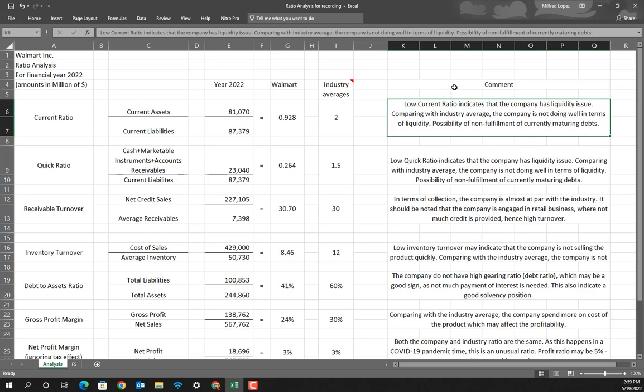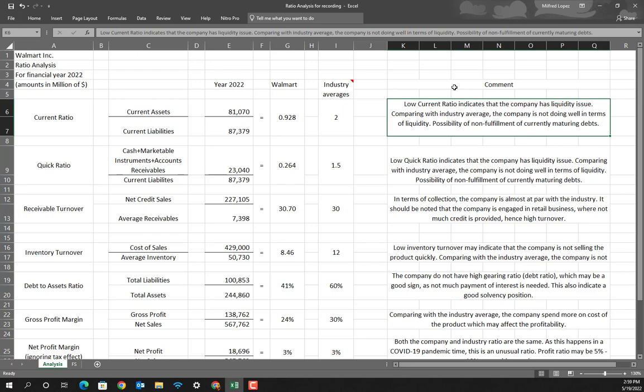For example, if I'm the supplier, I'm interested in whether the company will be able to pay me. Okay, and with this kind of ratio, I'm in doubt with the performance of the company because the current assets are not enough to pay the currently maturing debt. So as a supplier, I would require to collect as quickly as possible, of course.